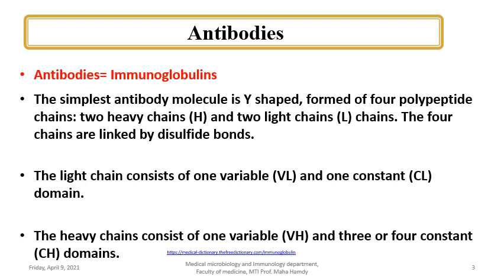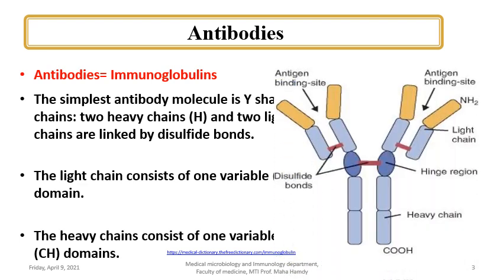Antibodies أو immunoglobulin. The simplest form of antibody molecule is Y-shaped. The Y-shaped is composed of 4 polypeptide chains, 2 heavy chains and 2 light chains, and the 4 chains are linked by disulfide bond. The light chain consists of one variable region and one constant region, and the heavy chain is composed of one variable region and 3 to 4 constant regions.